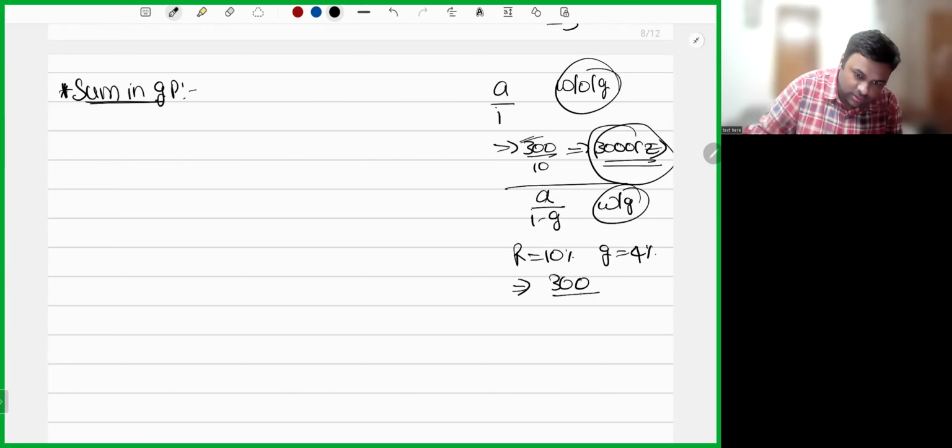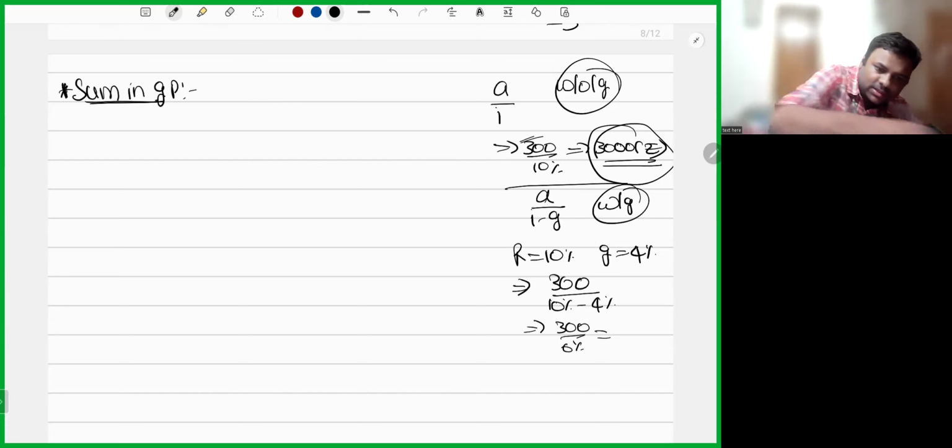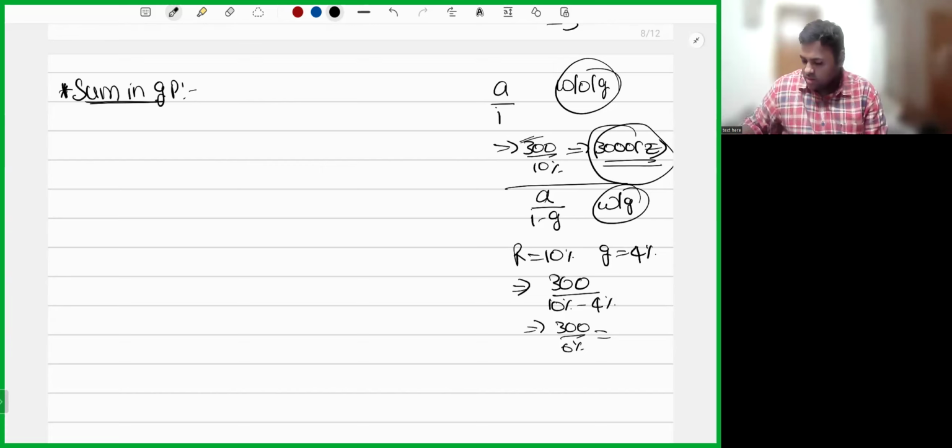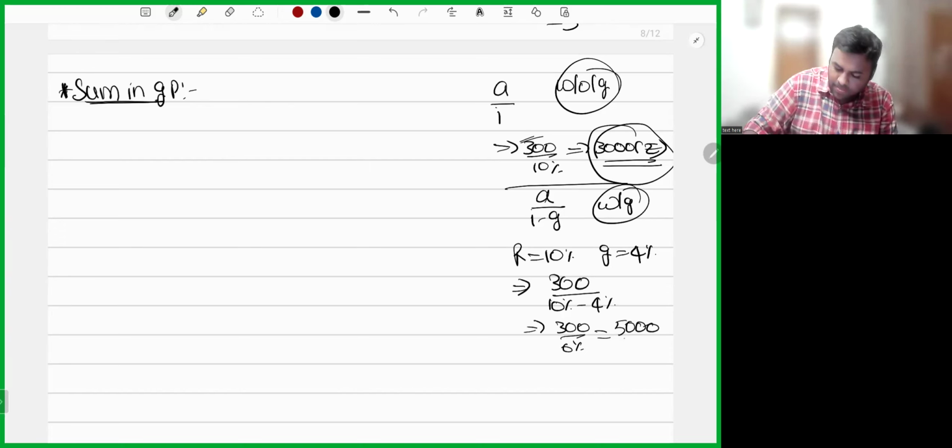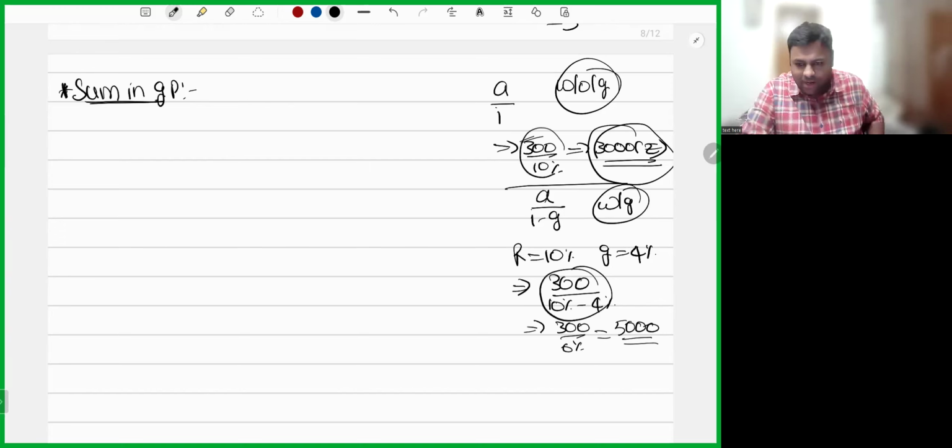300, divided by 0.1 or 10%, anything is fine, 10% or 0.1. Okay. 300 divided by 10% minus 4%. So 300 divided by 6%. How much will be 300 by 6%? 300 divided by 6%, it will be 5,000. Okay. If there is growth, A divided by I minus G. If there is no growth, A divided by I.